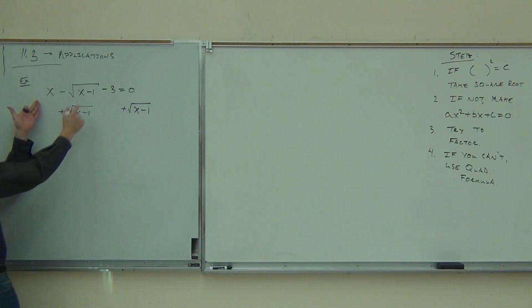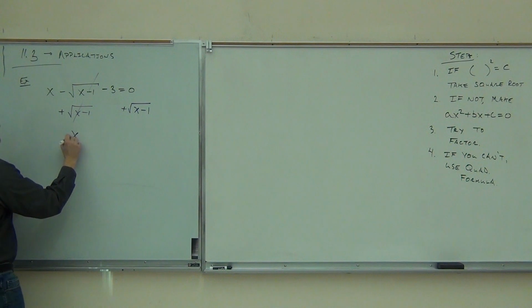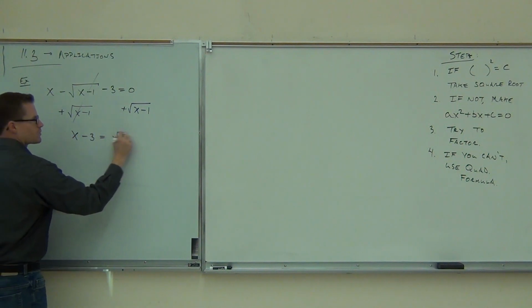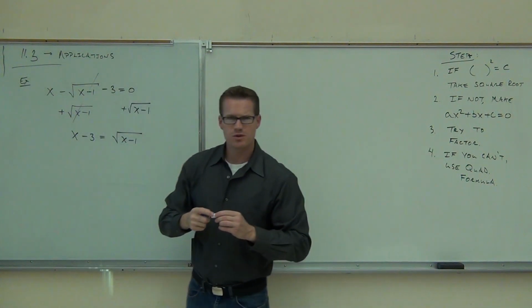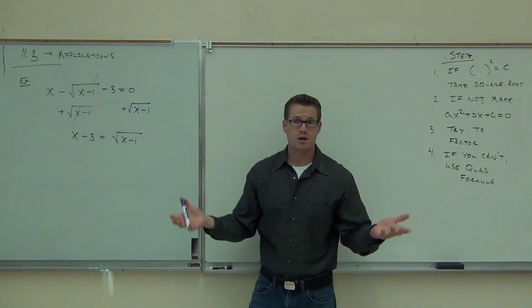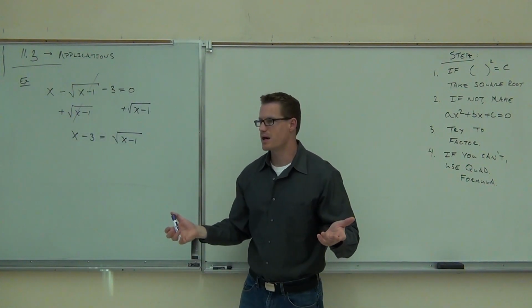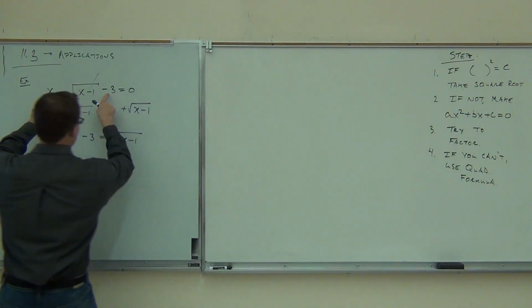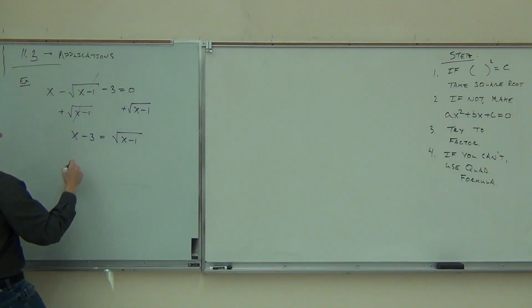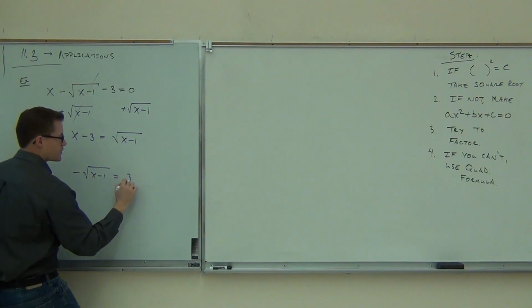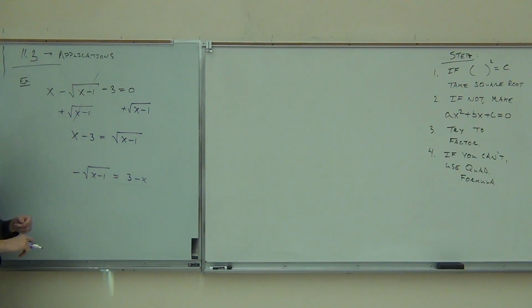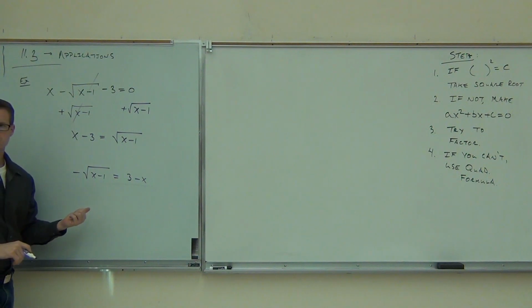That way, when you look at it, I have x minus 3 equals the square root of x minus 1. Are you guys with me on that? Could you do it the other way? Sure. You know what? It really doesn't matter. If you did this over here, you'd have negative square root of x minus 1 equals 3 minus x. Is that still going to work?